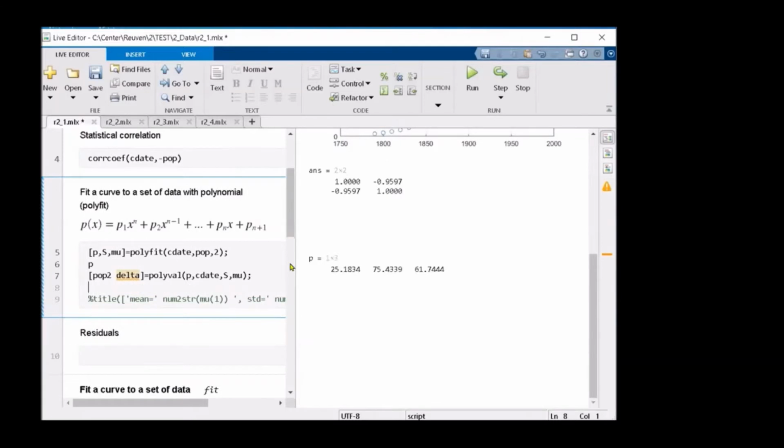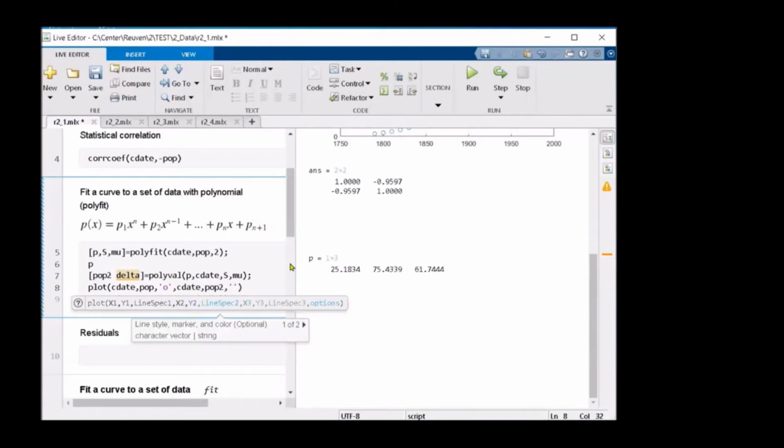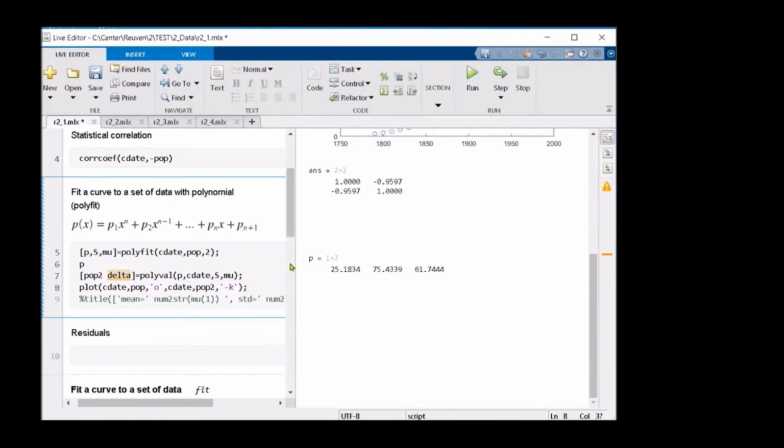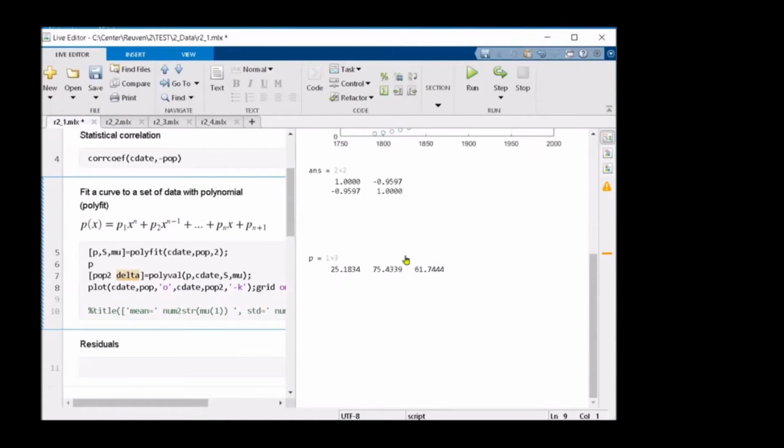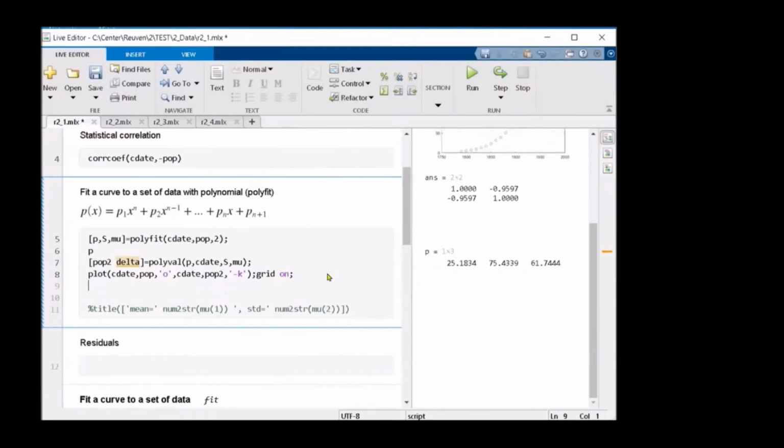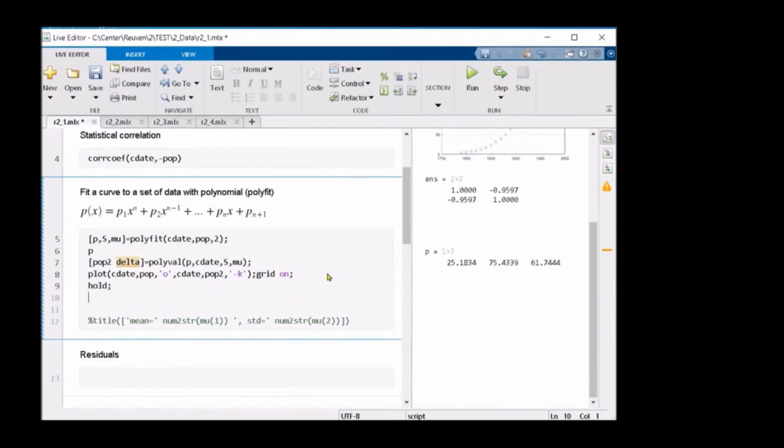Okay, let's plot now the results of our modeling. Our argument initial and the real data. We will plot with the circles again. And here we also plot the result of modeling, C date, and calculation its second variables, and we will use black color. Okay, let's do it with the gridding. Let me show you all the line, and let's keep this line by hold, and let's plot this delta.